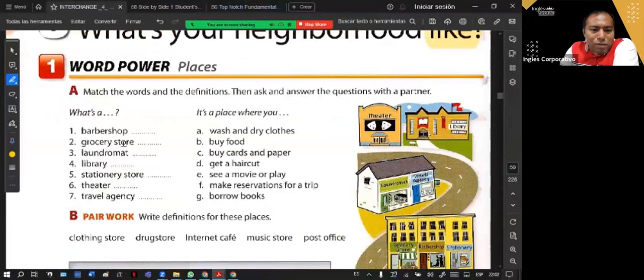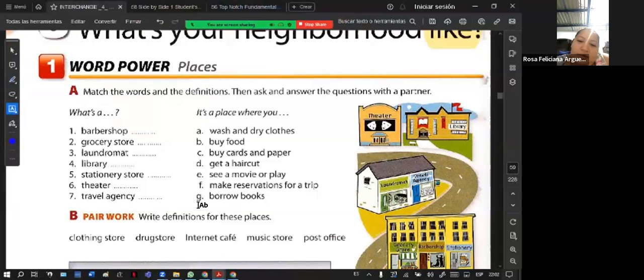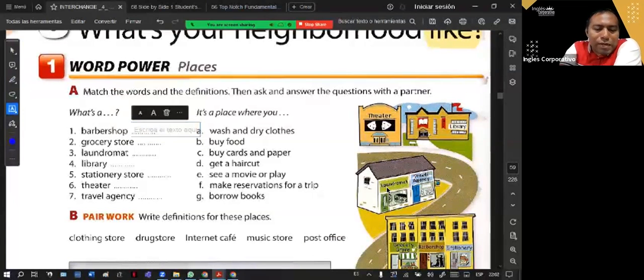What's a barbershop? What's a grocery store? What's a laundromat? What is a library? What's a stationery store? What's a theater? What's a travel agency? It's a place where you, es un lugar donde tú, what's a barbershop? ¿Cuál sería? What letter? A, B, C, D, E, F, G? Letter D. It's a place where you get a haircut, right?